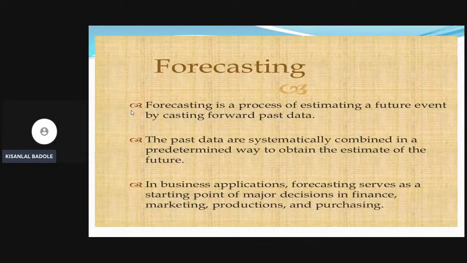After that, forecasting. Another important thing is forecasting. Forecasting is the process by which a future event is estimated by projecting forward past data.